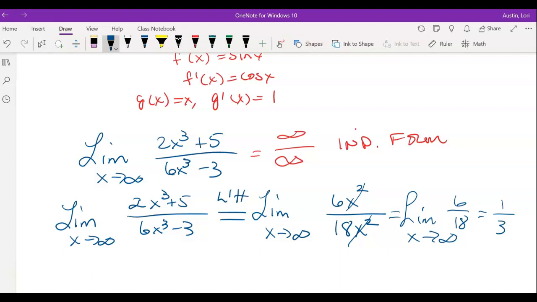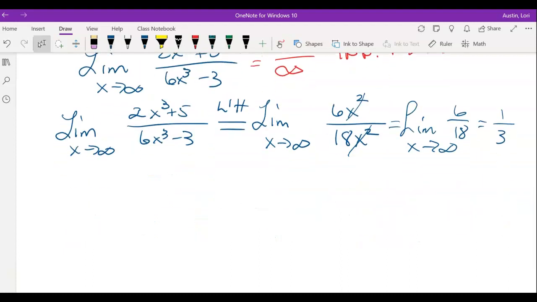Sometimes you actually have to apply L'Hopital's rule a couple times. Let's take a look at one where you'd have to apply L'Hopital's rule a couple times. And we'll throw an e in there. Last example. And then I'm going to let you start the new lab. Okay? Last example. Example 3. Do the limit as x goes to 0.